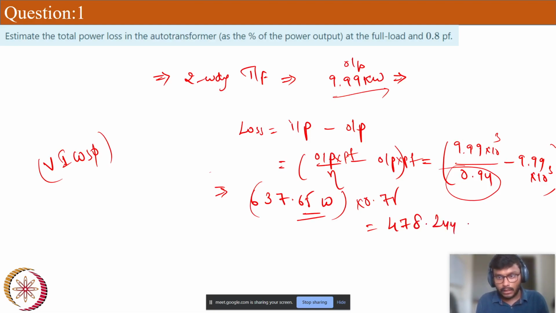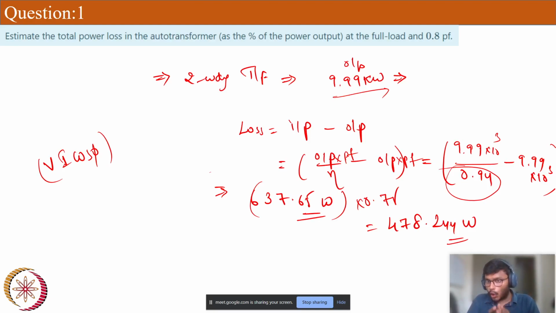478.244 watts. That's my actual power loss I'm experiencing. I want to stress one point here. Whatever may be my power factor, at whatever load you are operating, if the operating kVA is the same and you are using the same transformer, in both cases our loss should be the same.